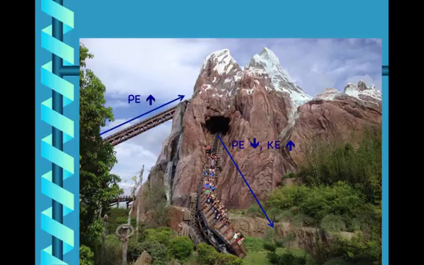So it's a definite play between the two, and ideally it's all converted, but there's going to be some losses to things like friction and wind resistance. So a simplified picture of what you see in most roller coasters. This is real basic roller coaster physics here.